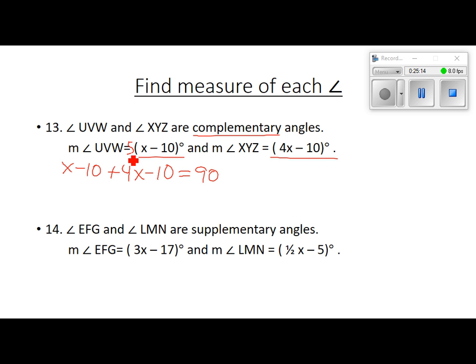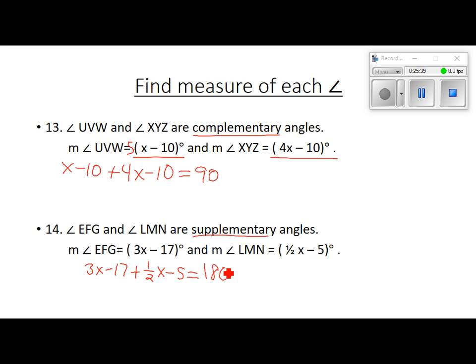How about this one? Let's set it up. 3x minus 17 plus half x minus 5 equals 180. Make sure you at least set up the equation.